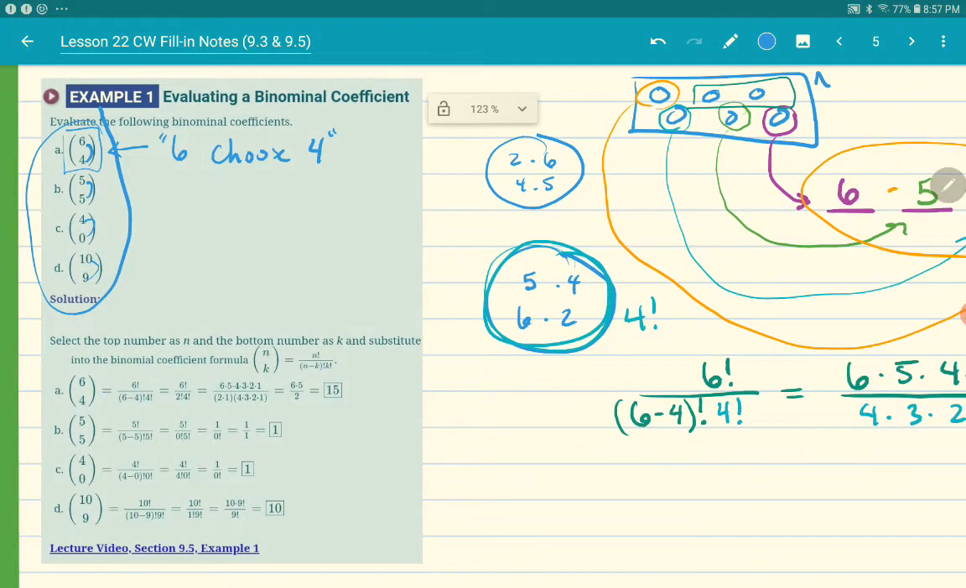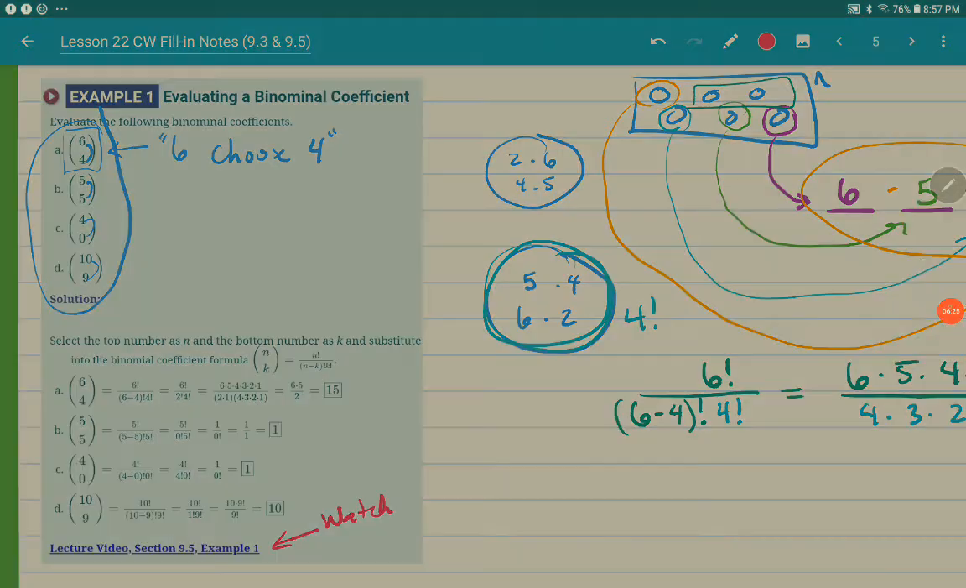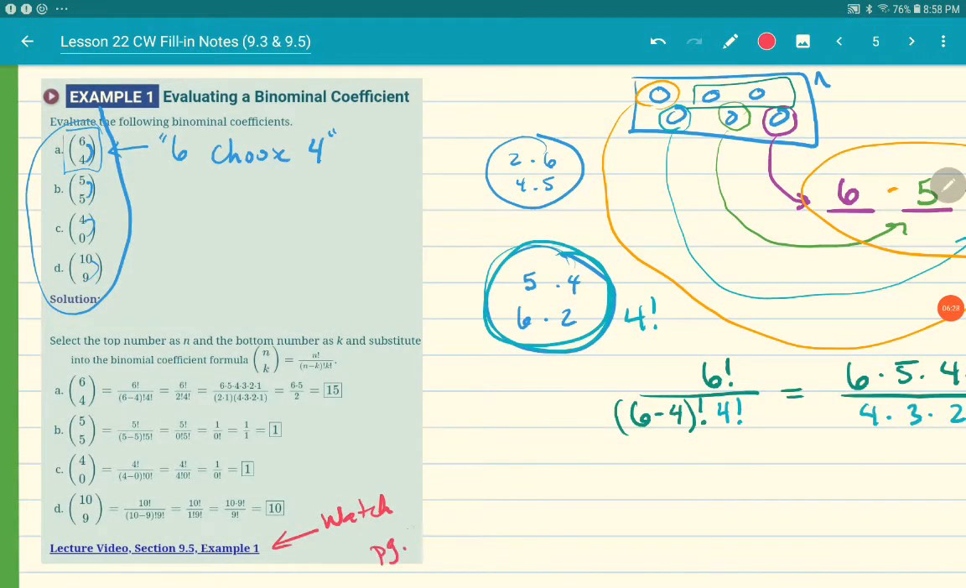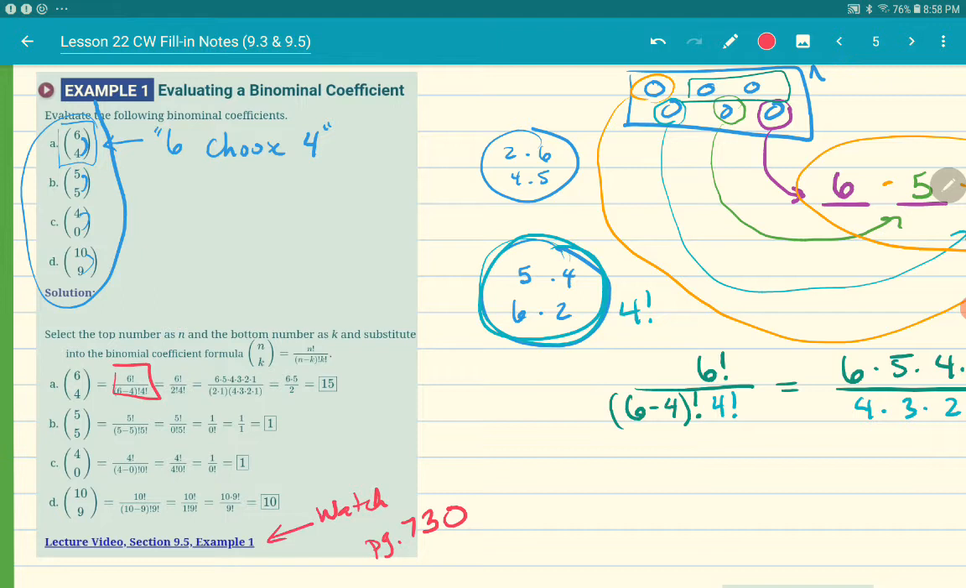Okay, so this is on page, oh, I didn't write the page number down. Page 730 of your book. So pause my video, go watch that example. She's going to show you how to use the formula to make these evaluations, and I just want you to think logically. Does it make sense that if I have a group of 6, choosing 4, that I have 15 ways to do that, and so on? All right, so watch those recordings and then come back here and we'll try some of these together.